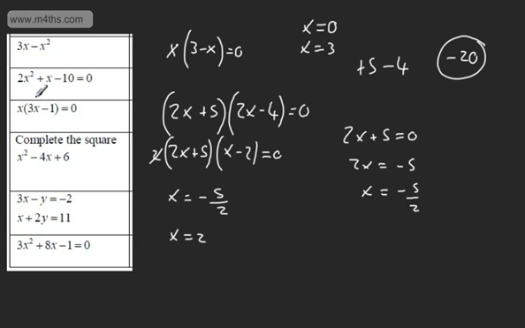Okay, again, this one, it's already factored for us. It's a quadratic equation. Either x is equal to 0 or 3x minus 1 is equal to 0. So we'd have x is 0 or x is 1/3.